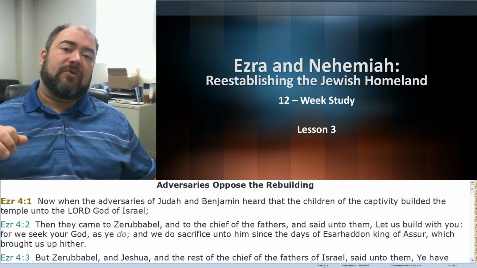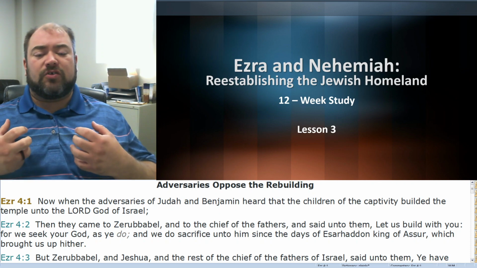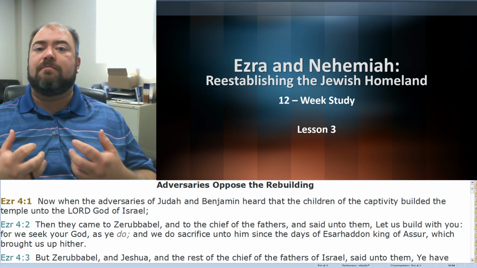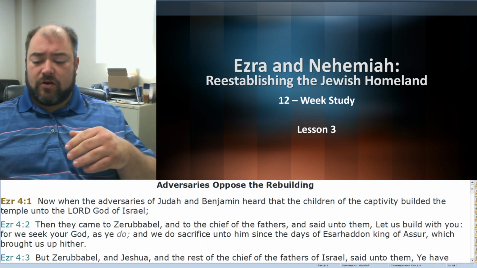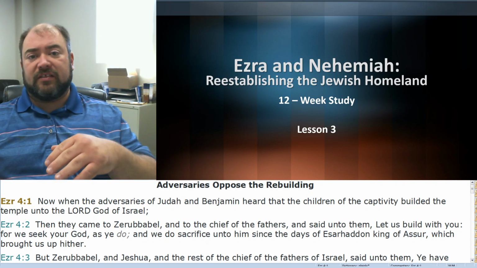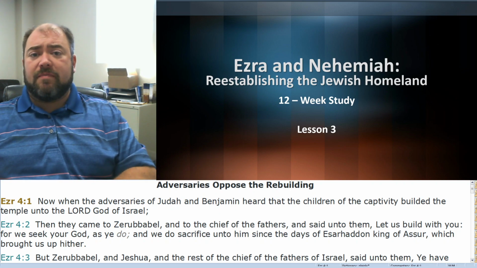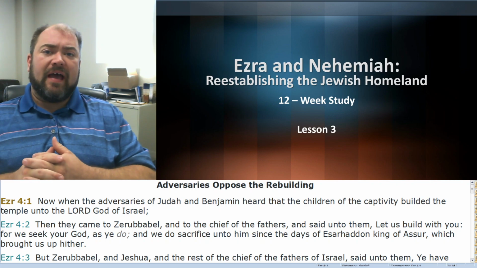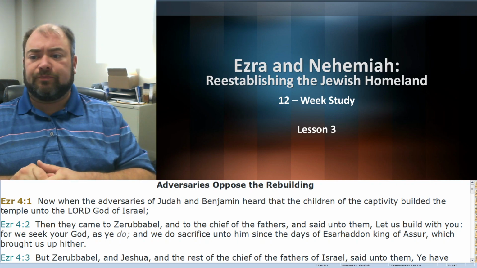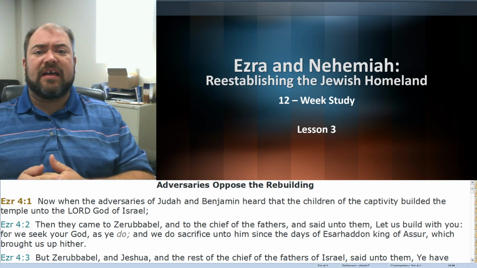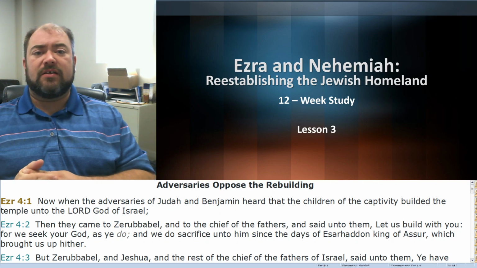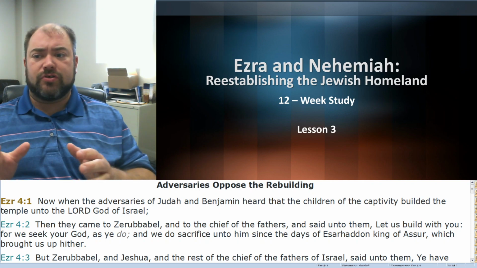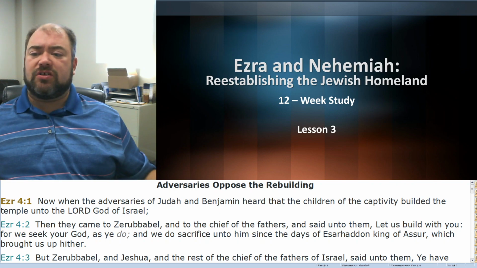So lesson number 3 on Ezra and Nehemiah. Let's remind ourselves that this is the reestablishing and the building of the Jewish homeland. They're going to be rebuilding the altar, they're rebuilding the temple, they're rebuilding the walls, and they're rebuilding Jerusalem as a whole after their captivity in Babylon and Persia. So this is an important time in Israel's history, an important time in the Jews' history, Judah and the area around Jerusalem.